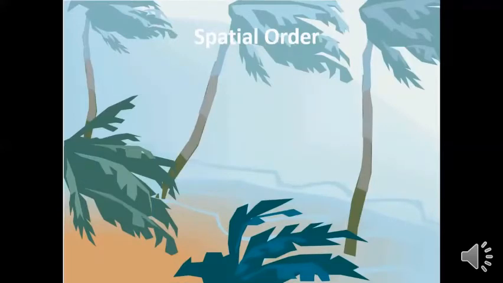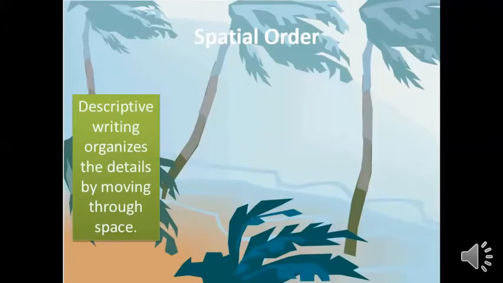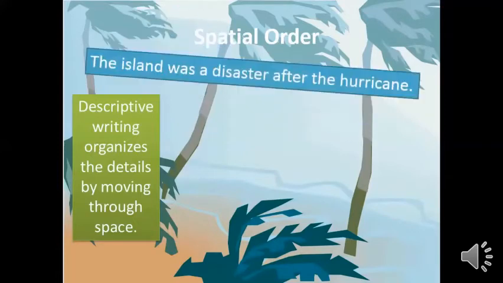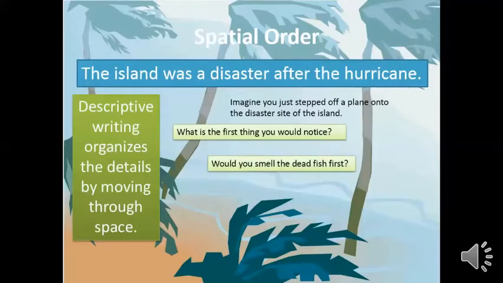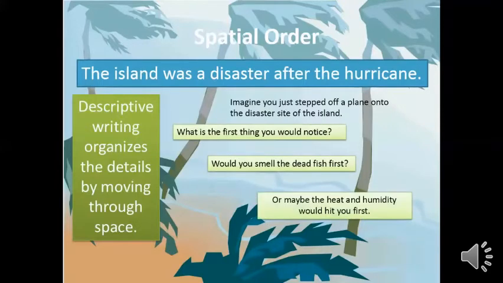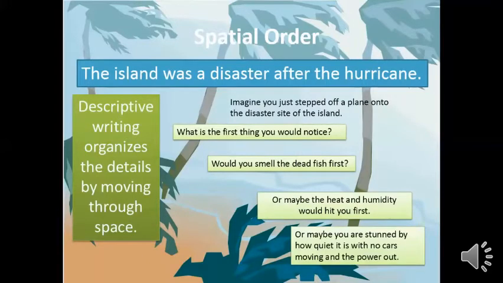We use spatial order to organize our ideas. Descriptive writing organizes the details by moving through space. Imagine you just stepped off a plane onto the disaster site of the island. What is the first thing you would notice? Would you smell the dead fish first? Or maybe the heat and humidity would hit you first. Or maybe you are stunned by how quiet it is with no cars moving and the power out.